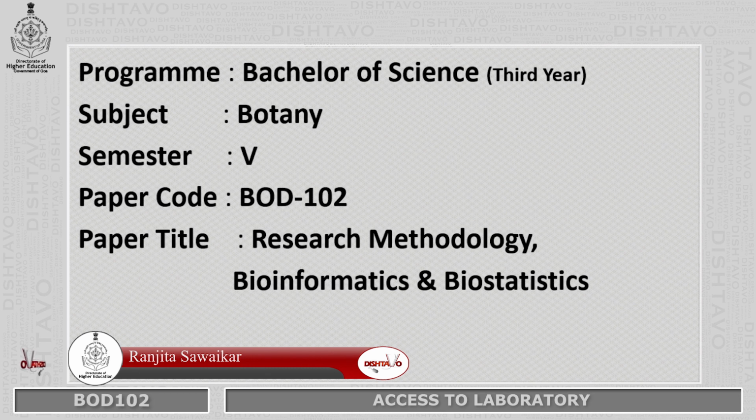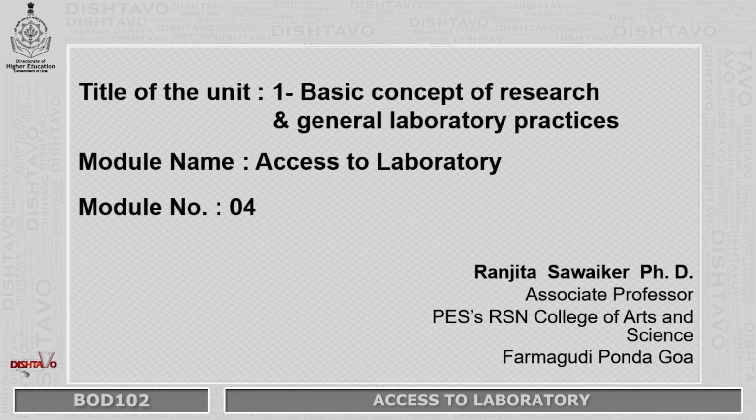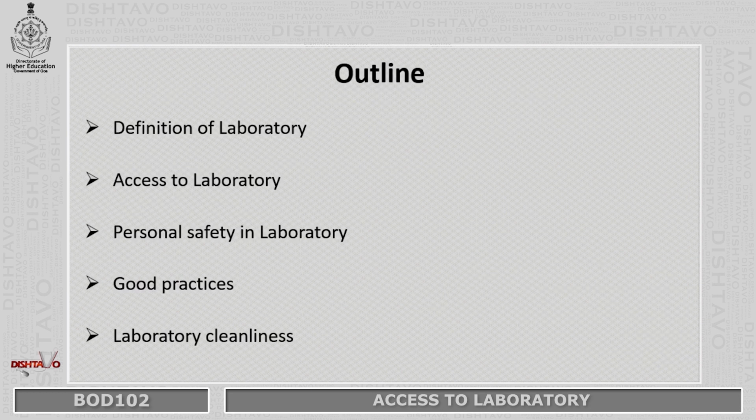Today we are going to study a small part from elective paper BOD 102, that is Research Methodology, Bioinformatics and Biostatistics. This is a small module from Unit 1, that is Basic Concept of Research and General Laboratory Practices. Module name is Access to Laboratory. Module number is 4. Myself, Dr. Ranjita Savaikar, Associate Professor, Department of Botany, PSS RSN College, Ponda.